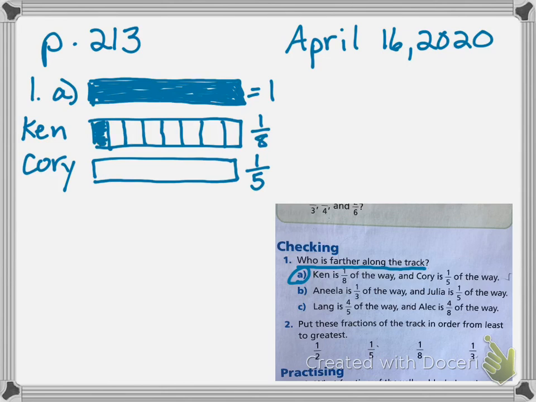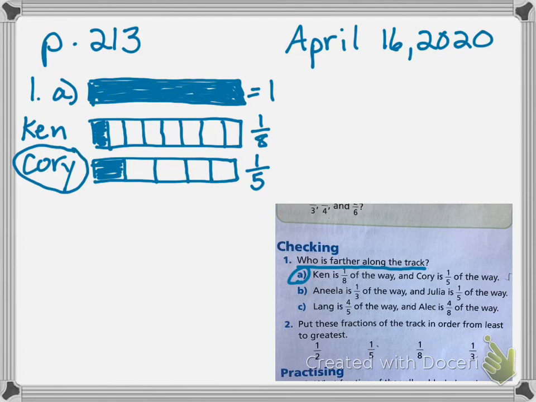And then for Corey, dividing into 5 is a little bit more tricky. You just have to give it your best shot. 1, 2, 3. And when I do the 4th one, I get that 5th space. 1, 2, 3, 4, 5. It's not perfect, but it's pretty good. And I'm going to color in one of those spaces. So the question said, who is farther along the track? Is Ken farther or Corey farther? Corey, so we're going to circle that one.